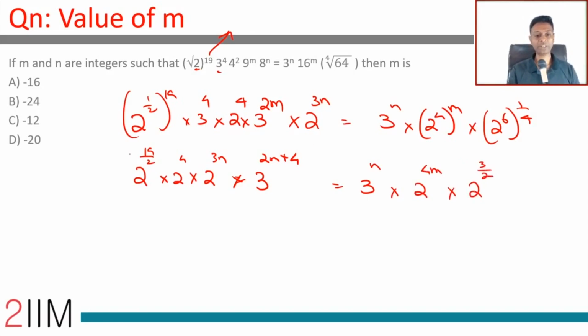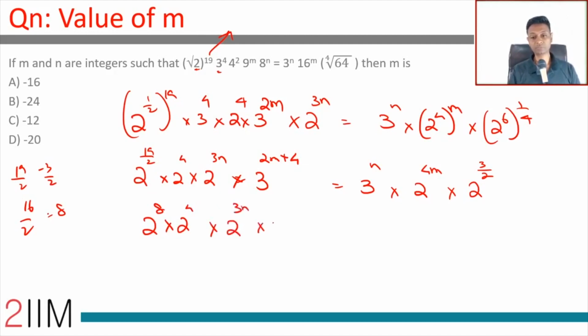3 by 2, 19 by 2, divide this by this. 19 by 2 minus 3 by 2, 16 by 2, which is 8. So 2 power 8 into 2 power 4 into 2 power 3n into 3 power 2m plus 4 is 3 power n.